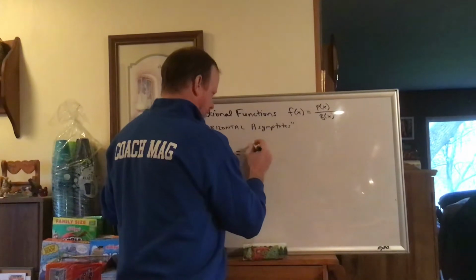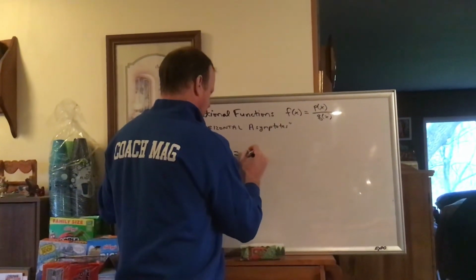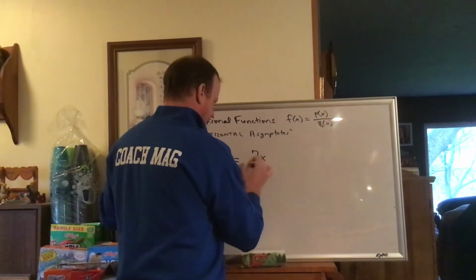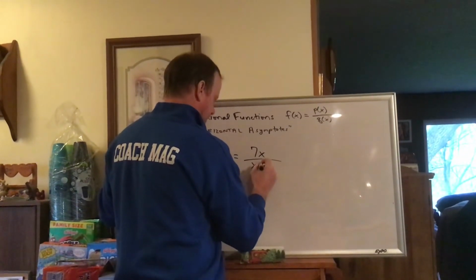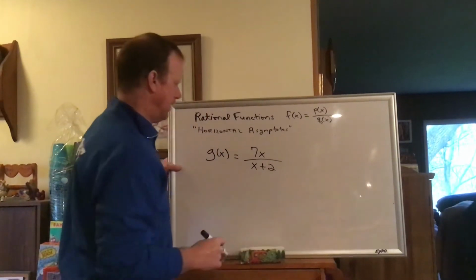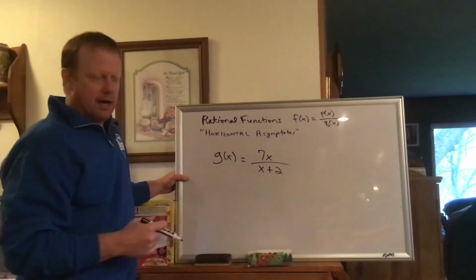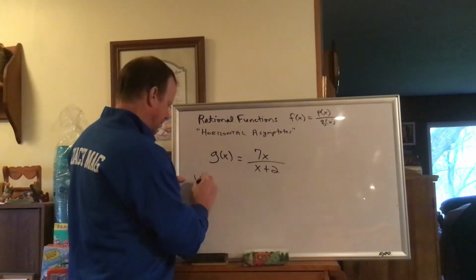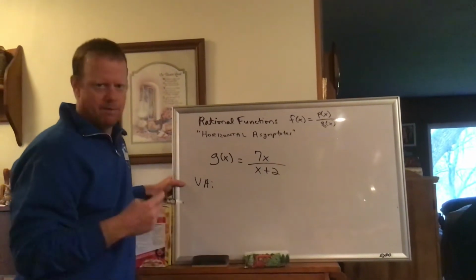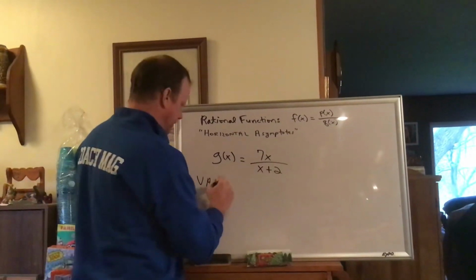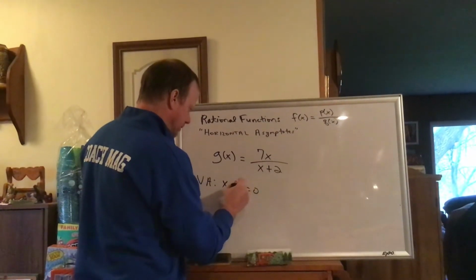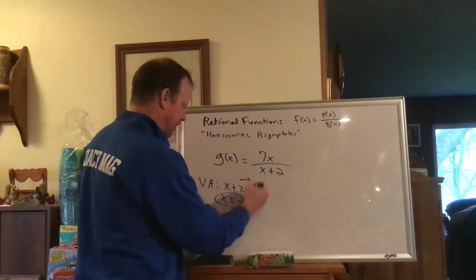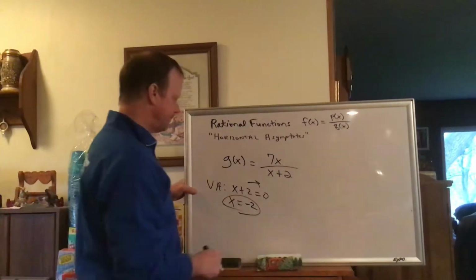So, say we have g of x equals 7x over x plus 2. To find the vertical asymptote, you're going to set your denominator equal to 0 and solve for x. Change sides, change signs. There's going to be a vertical asymptote at x equals -2.